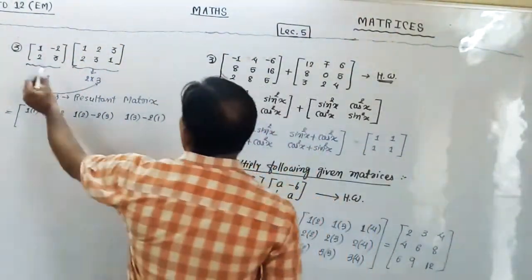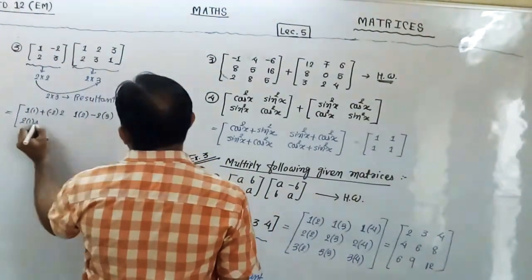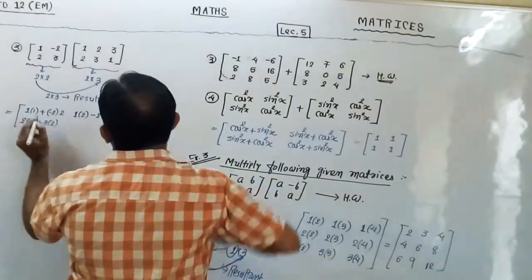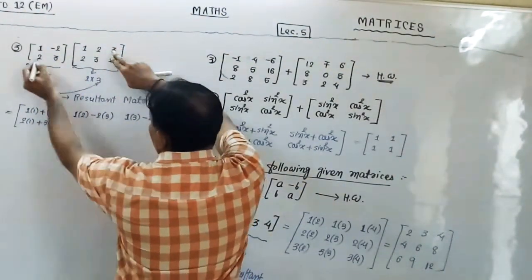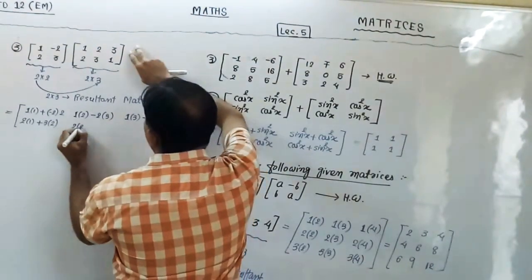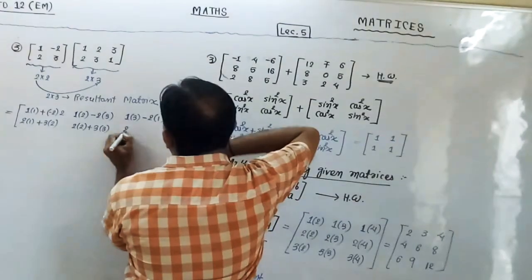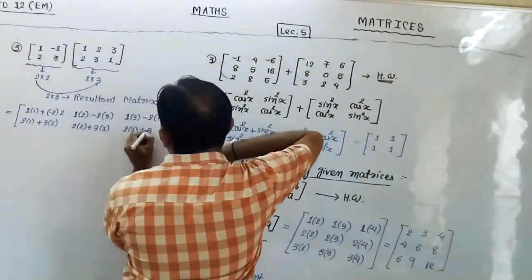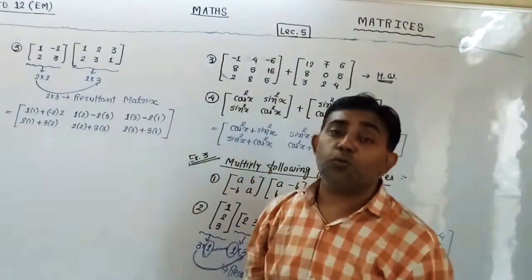Complete. Now second row, first column: 2 into 1 plus 3 into 2. Here 2 into 2 plus 3 into 3, and 2 into 3 plus 3 into 1. See here, this is a 2 cross 3 matrix.